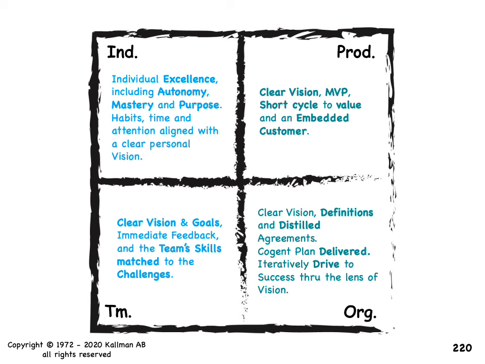For the organization, you need to have a clear vision, clear definitions, and distilled agreements that are crystal clear. You need a cogent plan that you can deliver and then iteratively drive to success through the lens of vision, continually checking back that everything that's happening in the other three areas is in alignment with the overall vision of the organization. That's it on the politics section.